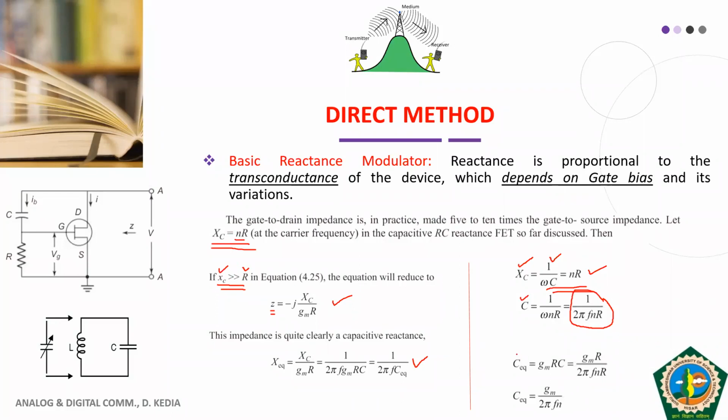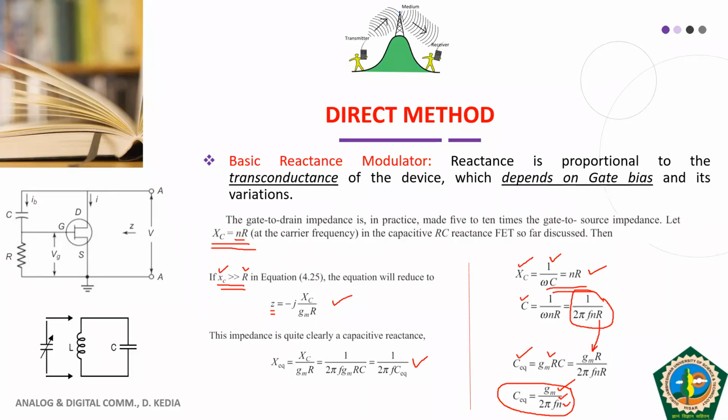Fine. So then we know your equivalent capacitance is GM times RC. The value of C you can substitute from the above equation. Your R and R will be cancelled, and you get your equivalent capacitance as GM upon 2 pi Fn. So GM is your transconductance, F is the frequency, and N is the number of times your capacitive reactance is higher than your resistance in the circuit.